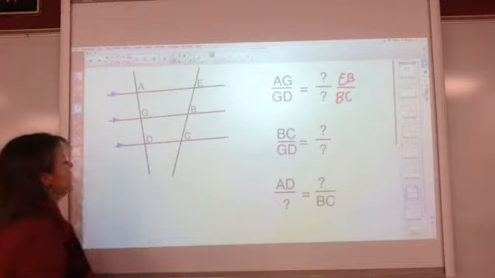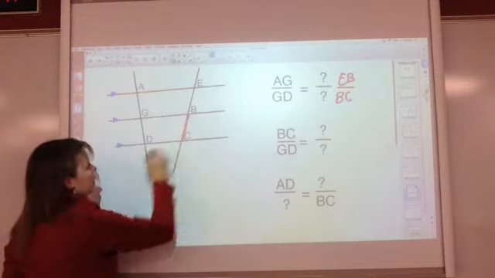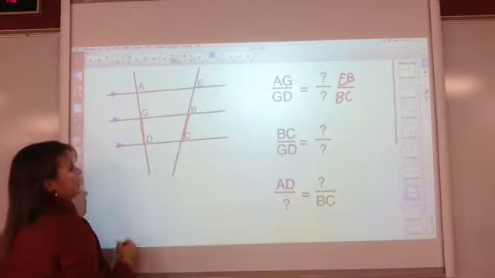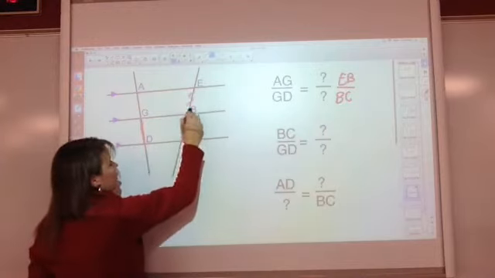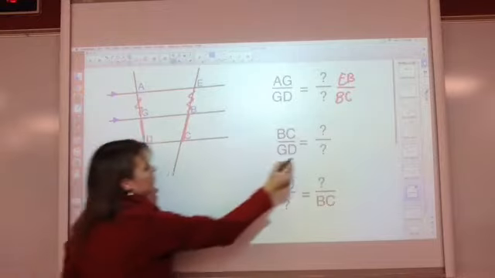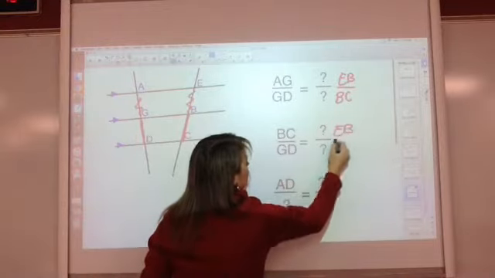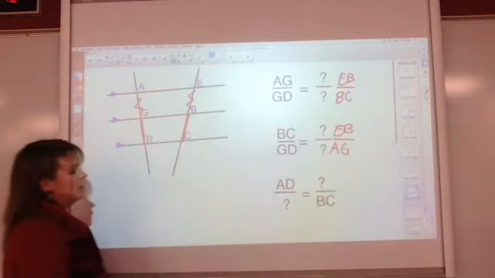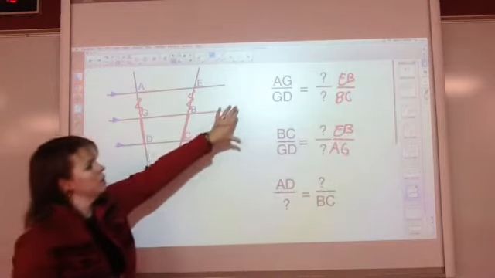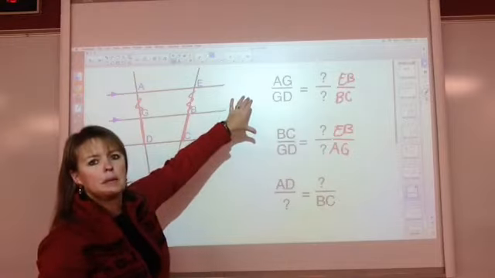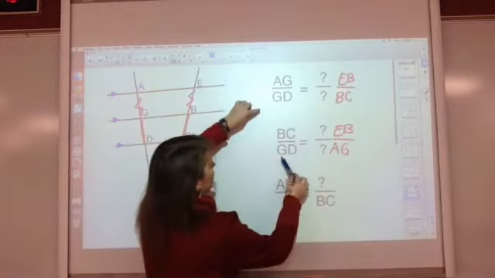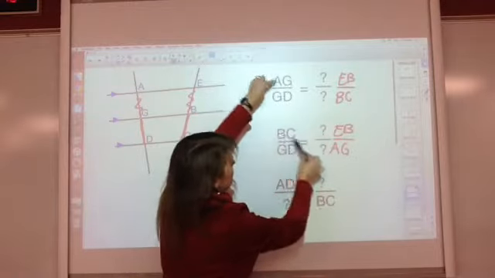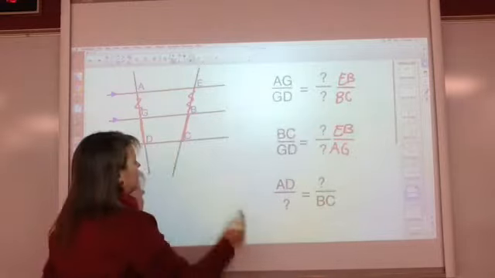Second one, BC, they started over on the right, went to GD. They went right to left, so you're going to have to go right to left. EB, the measure of segment EB, compared to the measure of segment AG. Look at these two. They're the same proportions. A little bit different setup, but what would happen if you cross multiplied? You would get GD times EB. You would get AG times BC. A little bit different order, but it still works.